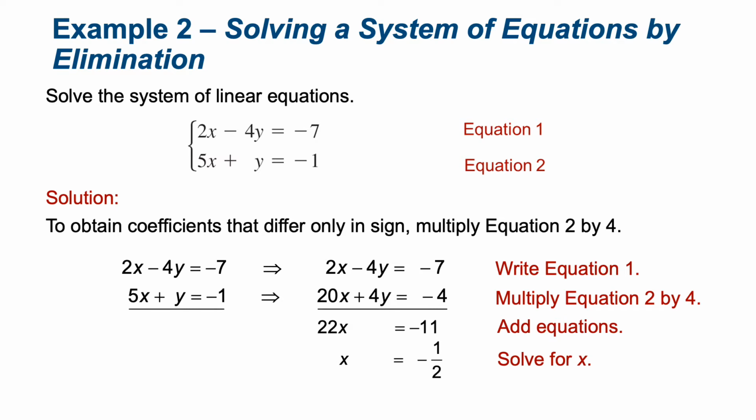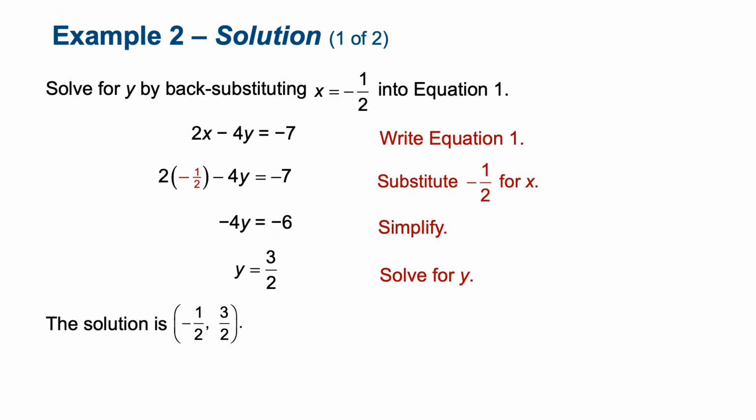Now when we combine them, we get 22x is equal to negative 11, and then solving for x, we get negative 1/2. Okay, and we substitute back into the first equation. We get 2 times negative 1/2 minus 4y is equal to negative 7. Then we add 1 to both sides. We get negative 4y is equal to negative 6. Then dividing, we get y is equal to 3 halves. So your solution is negative 1/2, 3 halves.